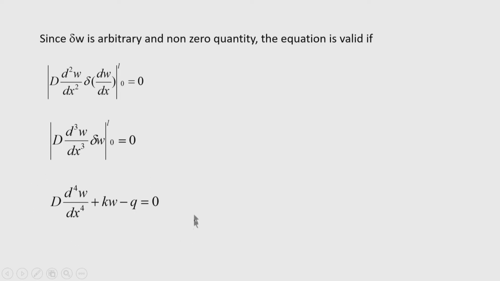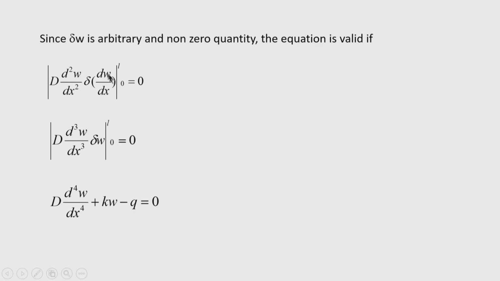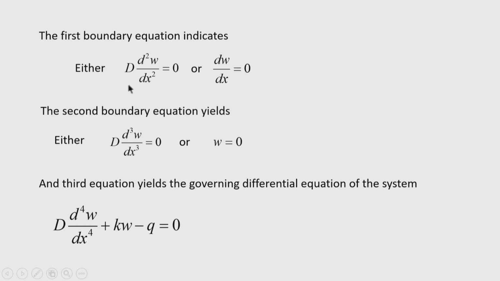The last expression that I have written gives the differential equation of equilibrium of the problem, and the other two equations that I have written above are nothing but quantities related to the boundary values. Now, several combinations of boundary values are possible. Let us see. From the first equation we can see that either this is 0 or this is 0, the product of two quantities being 0. The second boundary condition also yields like that, and the third equation yields the governing differential equation.